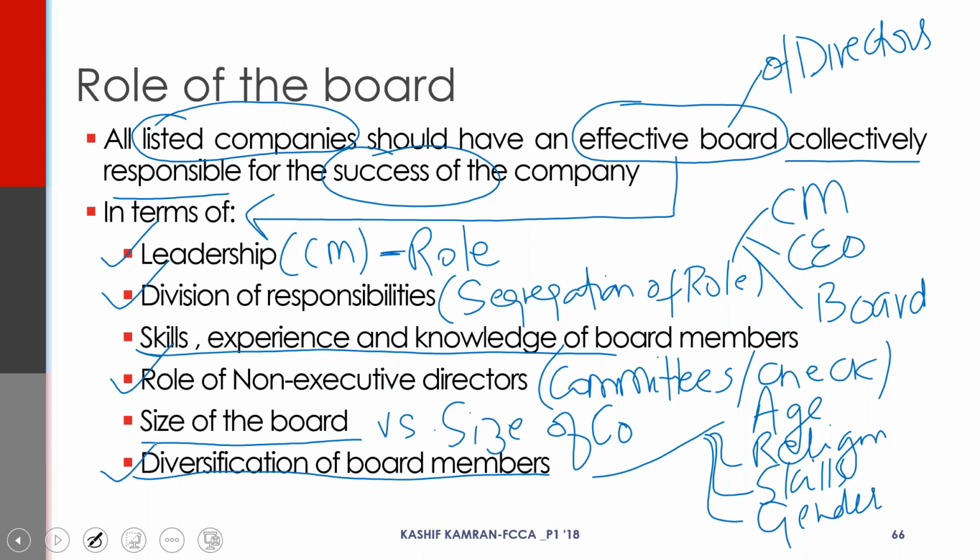Okay, great. I'm just taking a 5 minute break. Absorb this. I need to make an exercise on role of the board, and we are resuming in 5 minutes with the exercise on role of the board and a proper understanding of the leadership, division of responsibility, role of the NEDs, and diversification of the board, right? Just a 5 minute break, and we're resuming back.